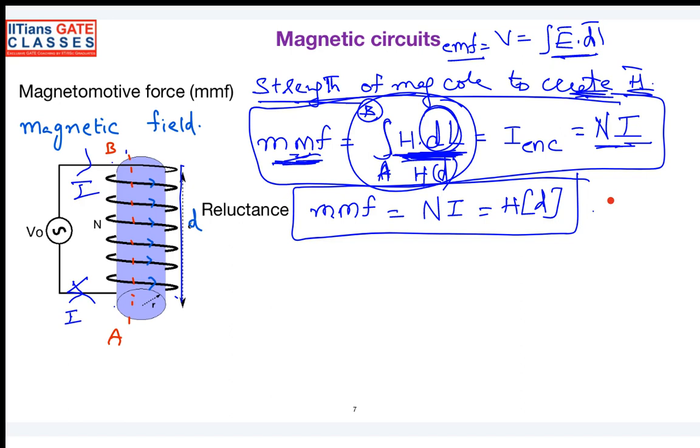This H dl means it is not a closed loop. This length, we are doing only from A to B. Okay. Yes, sir. Got it.